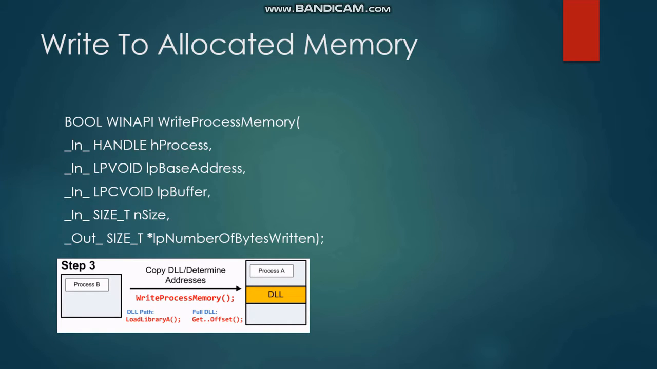Once you have memory allocated within the process, you then want to write to that allocated memory so that you can store a value that contains the path of your DLL. This can be done with the WriteProcessMemory function from the Windows API. This takes a handle to the process, which we got with OpenProcess, a base address, which is the base address of the memory that we allocated, a buffer, the size that we're writing, and then it returns the number of bytes written.